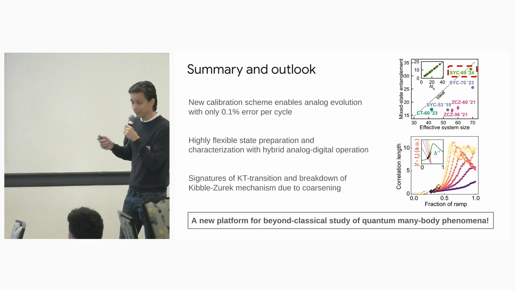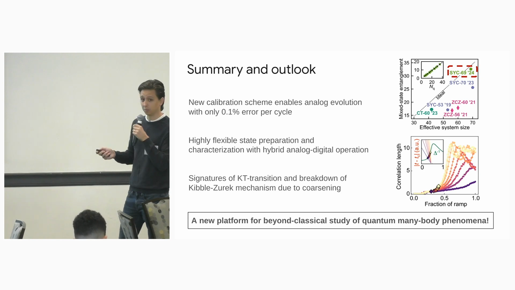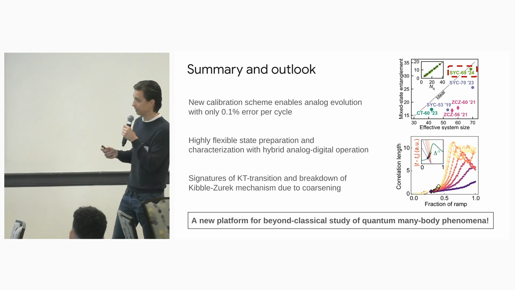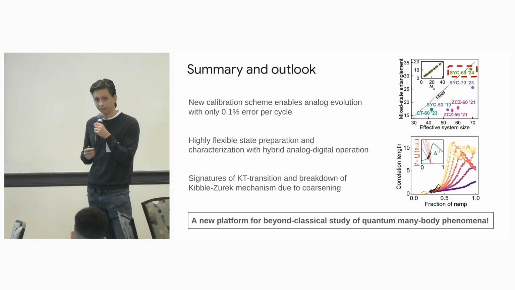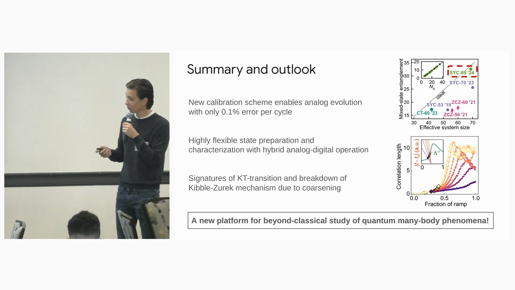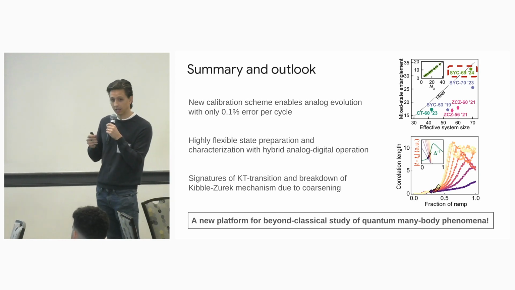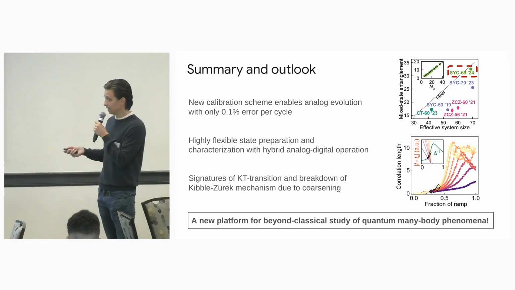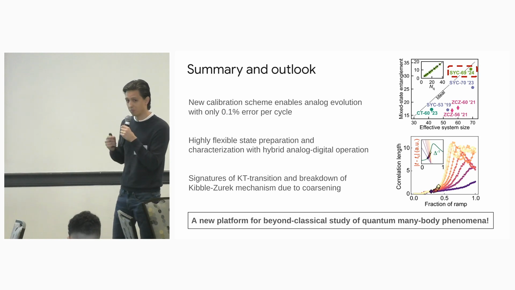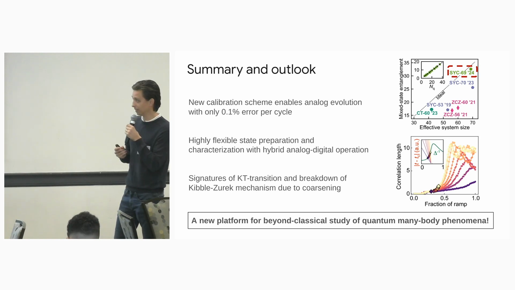We then also added digital gates to this high-fidelity analog evolution. That gives us both this very flexible initial state preparation and also a very extensive set of final state characterization techniques. And using these, we were able to see some very interesting physics. We saw both the signatures of the KT transition. We saw some nice effects of the eigenstate thermalization hypothesis. And then we also observed this very interesting breakdown of the Kibble-Zurek mechanism due to coarsening.